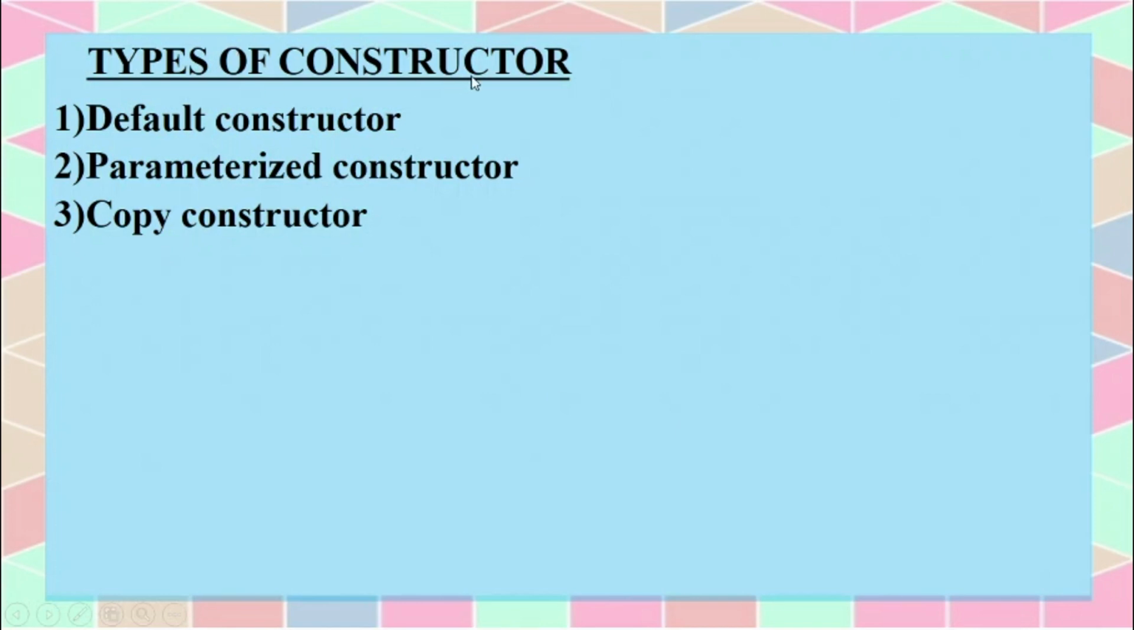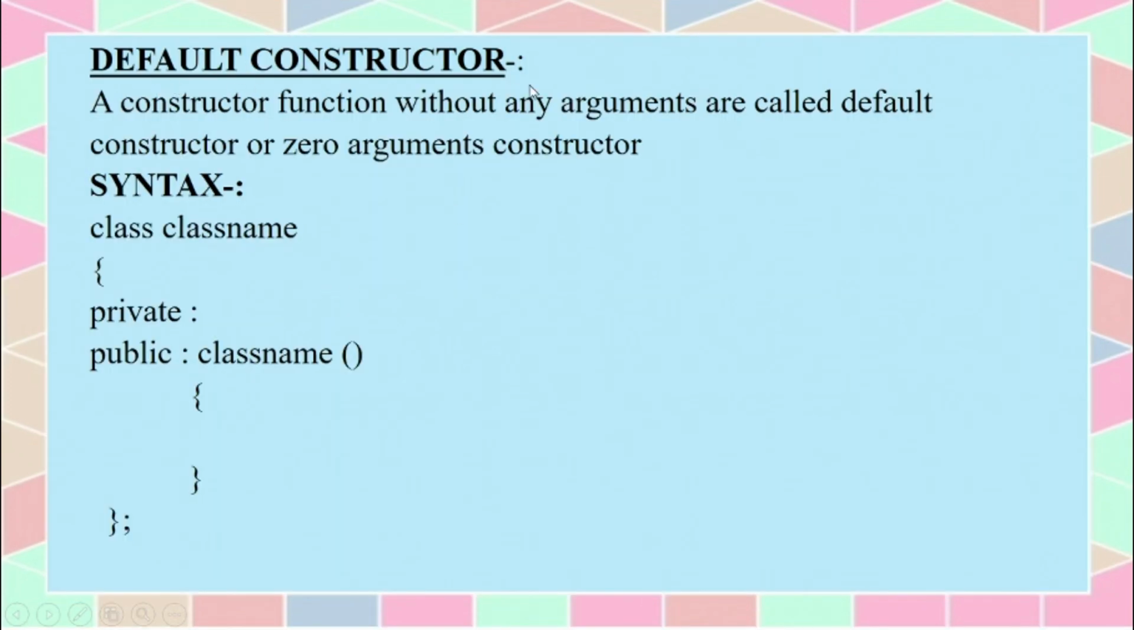Now let us see the types of constructors. There are three types of constructors: default constructor, parameterized constructor, and copy constructor. So the first one is default constructor. A constructor function without any arguments is called default constructor or zero arguments constructor.